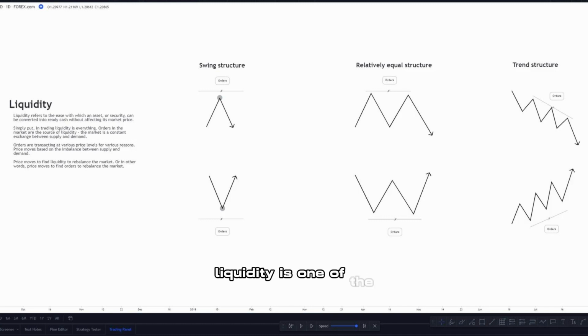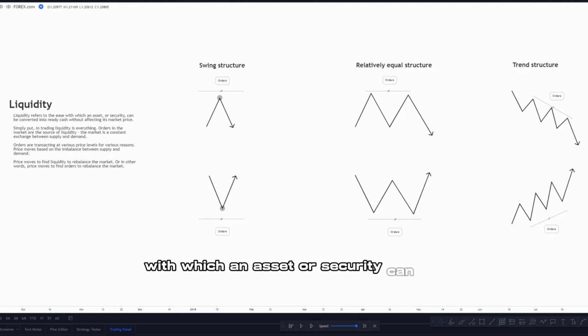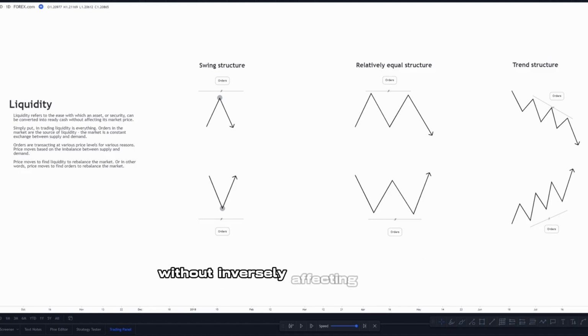Liquidity is arguably one of the most important concepts when trading. Whether you recognize liquidity or not, it is ultimately what is moving the markets. So liquidity, from a basic financial definition, refers to the ease with which an asset or security can be converted into ready cash without affecting its market price.